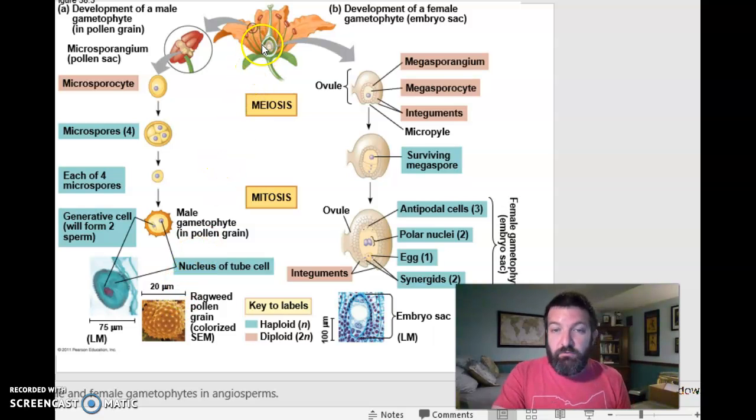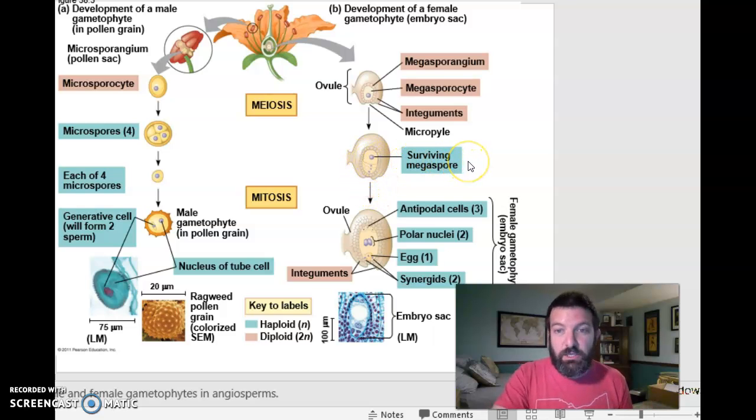If you look at the female reproductive organs, if we start here, instead of a microsporangium, which is a pollen sac, we have a megasporangium. Again, everything's bigger in females, right? The eggs are just a bigger gamete. So megasporangium, which includes a megasporocyte instead of a microsporocyte. This is 2N, diploid, part of that sporophyte. And then it will undergo meiosis and produce 4 cells, but really only one of them survives.